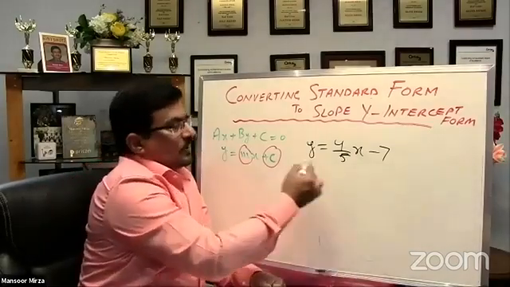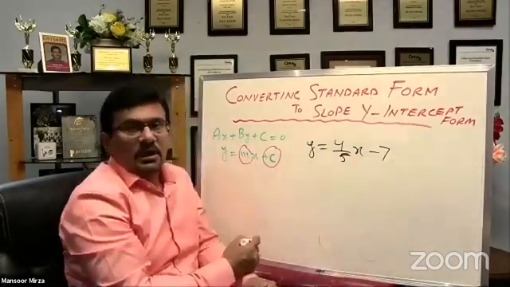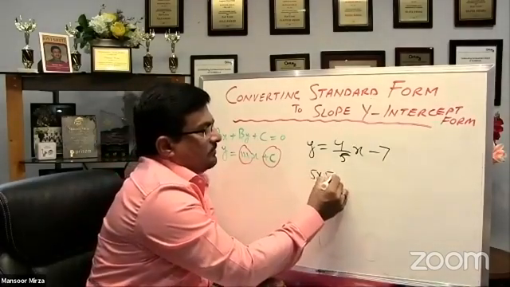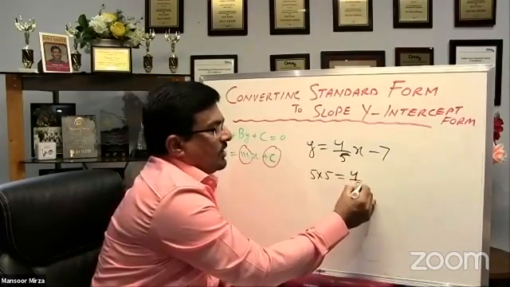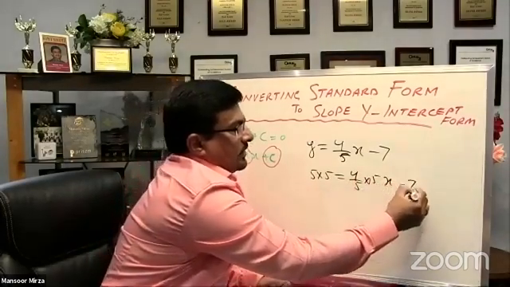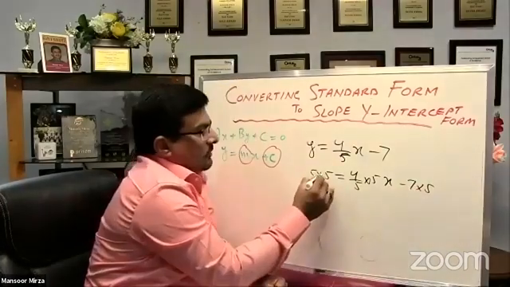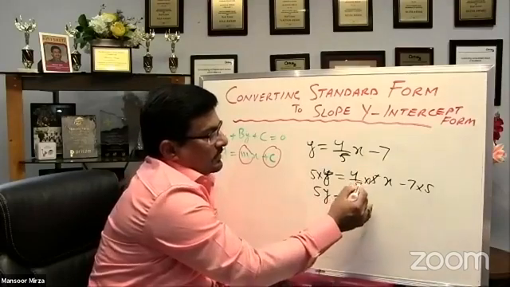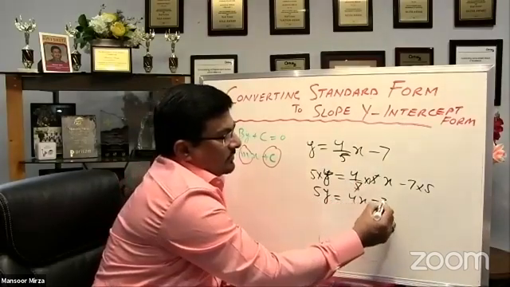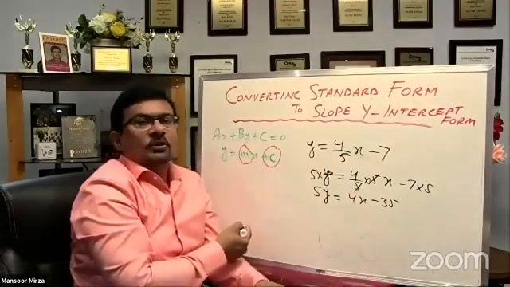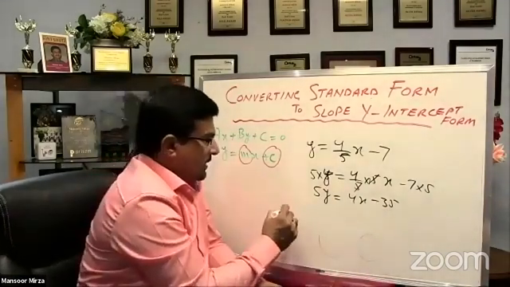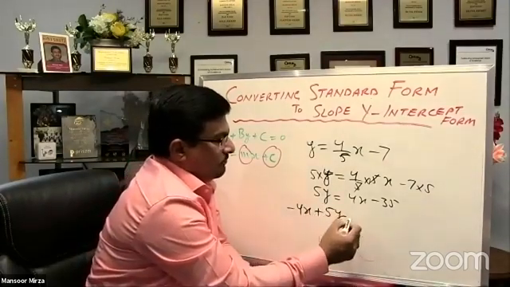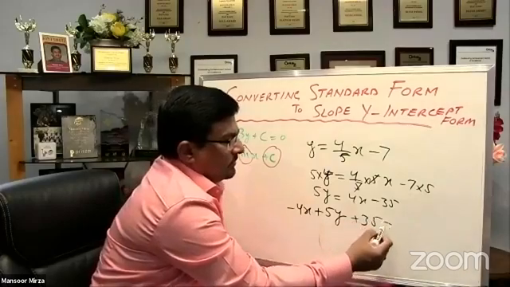First I'm going to multiply by 5 so I can get rid of this 5. So I will get 5 multiplied by this 4 over 5 into 5x, and minus 7 into 5. So this will become, sorry, this 5y. So I got 5y, then this cancels, the 4x minus 35. Now I'm going to move these both to the other side. So I'll be getting minus 4x plus 5y minus, sorry, plus 35 is equal to 0.